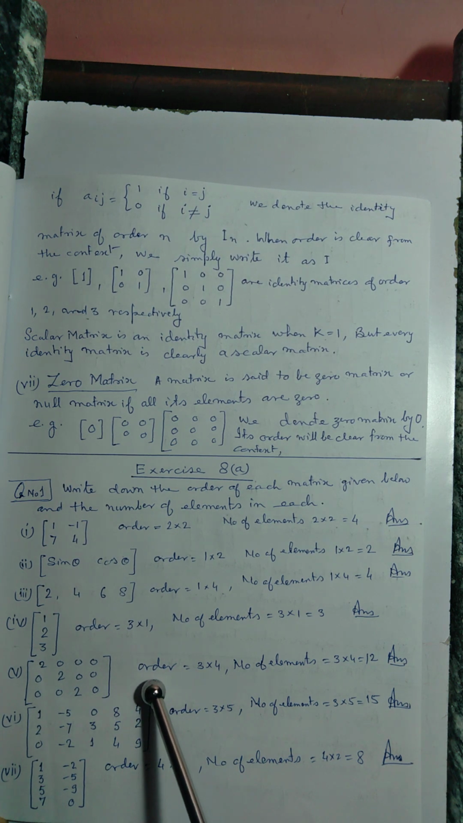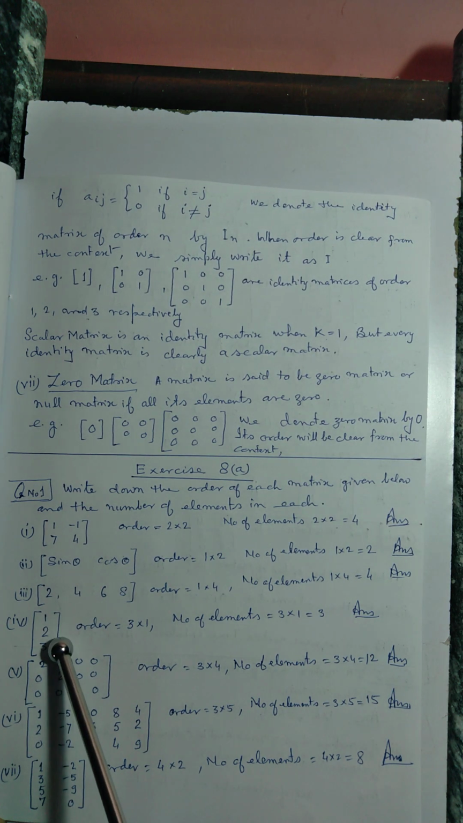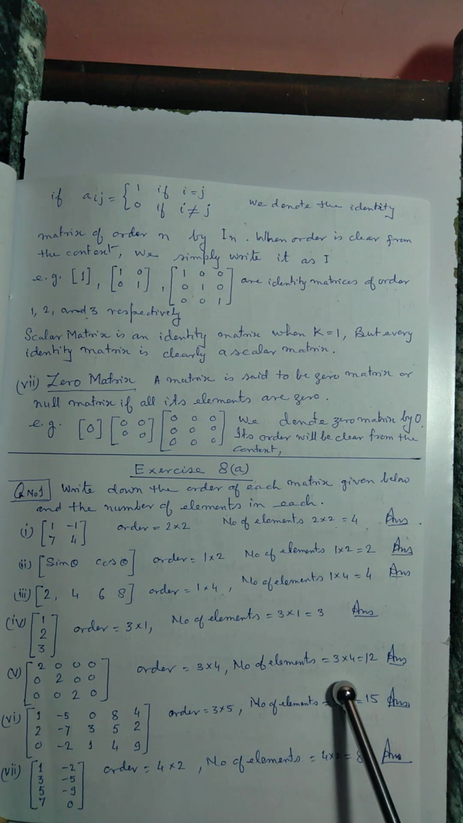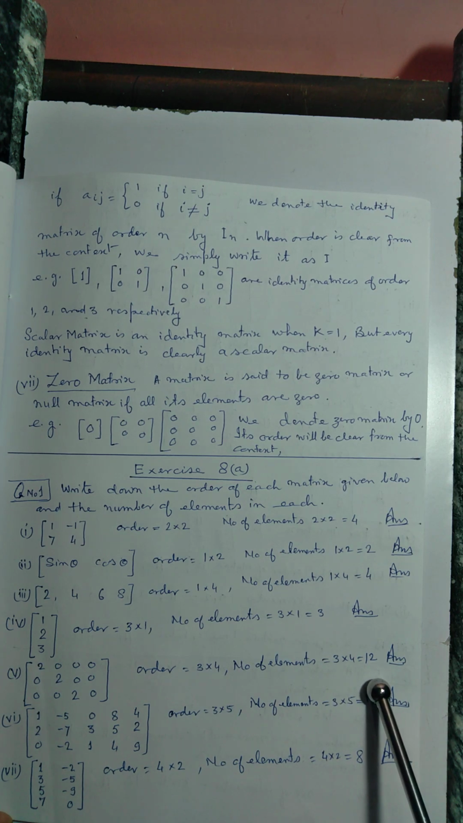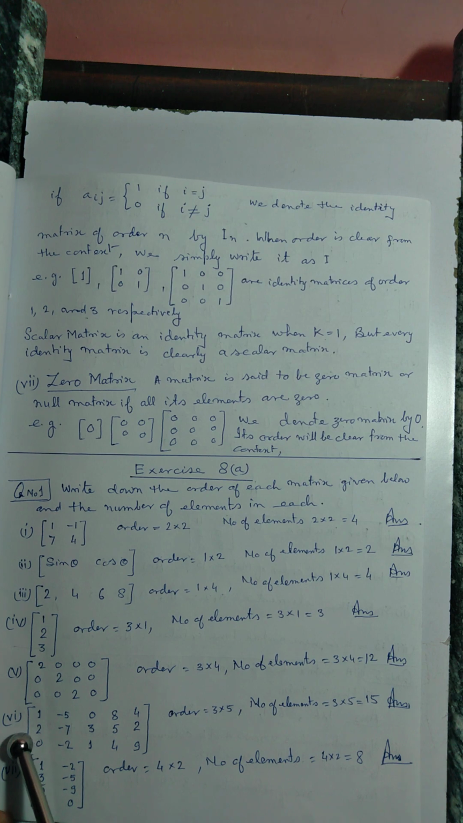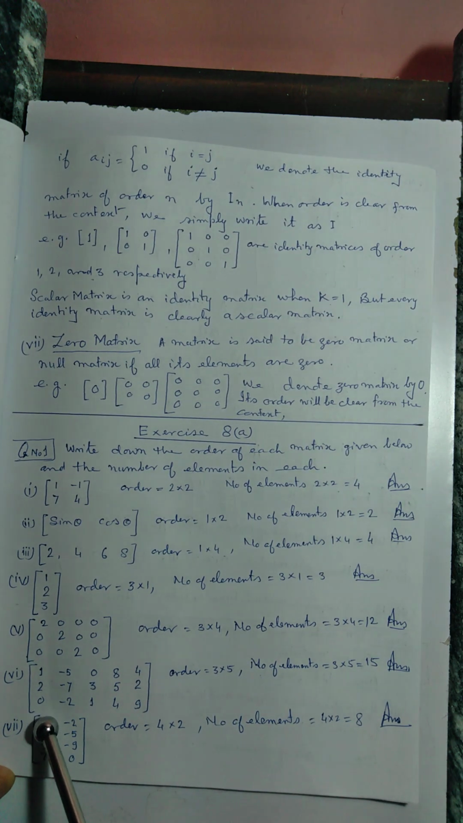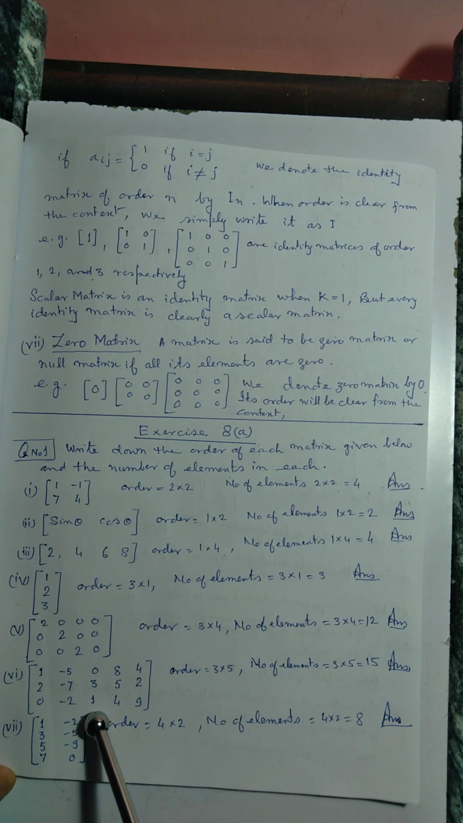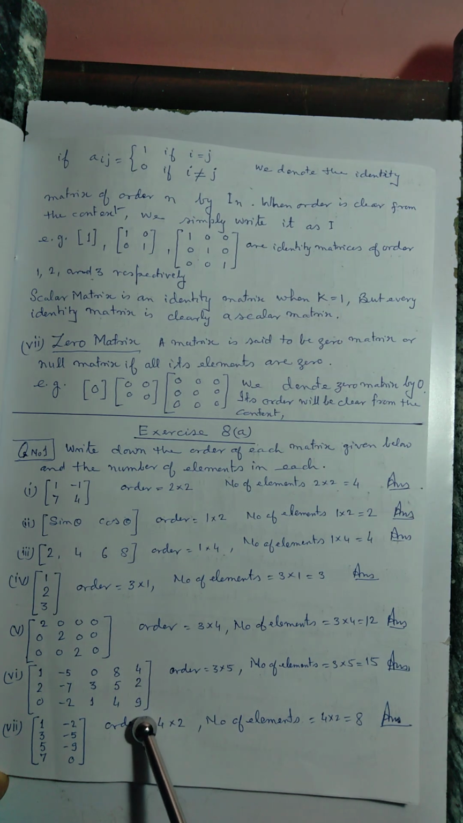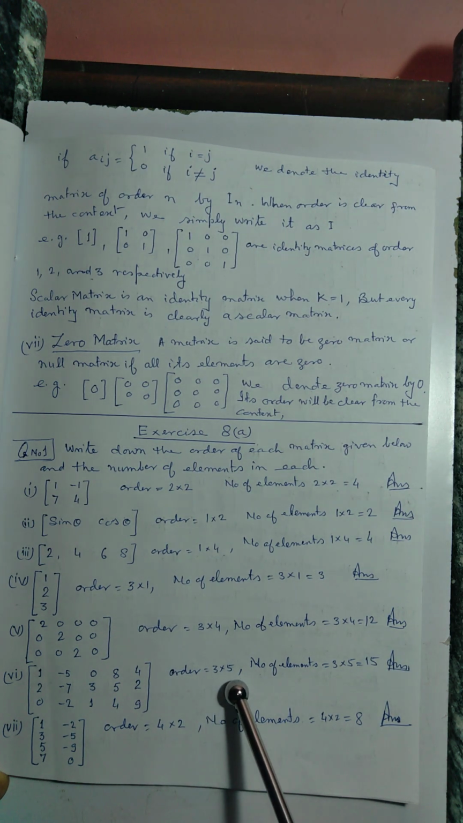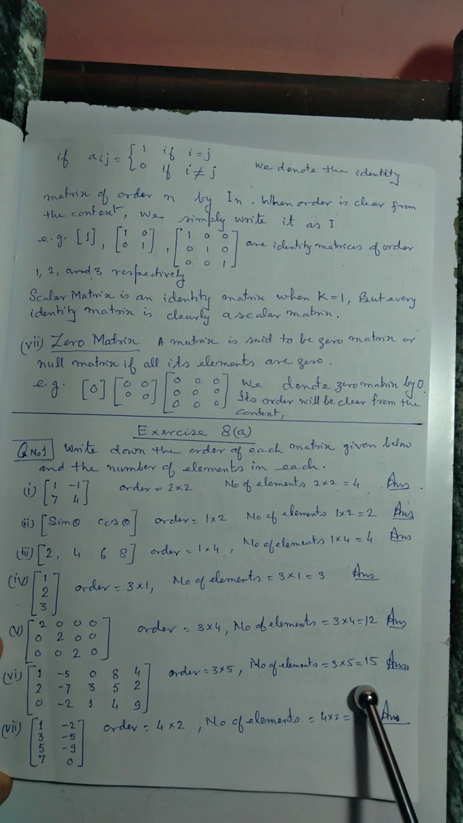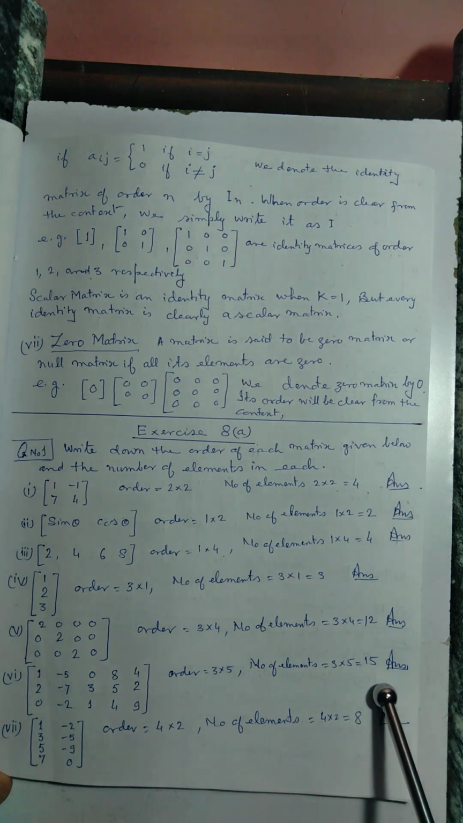Now fifth, you see the 2, 0, 0, 0, 0, 2, 0, 0, 0, 0, 2, 0. Its order is, you see the number of rows is 1, 2, 3. Columns are 1, 2, 3, 4. So the order is 3 into 4. Number of elements will be equal to 3 into 4, that is 12. Come to the sixth part. Here 1, 2, 0, minus 5, 7, minus 7, minus 2, 0, 3, 1, 8, 5, 4, 4, 2, 9. Now the order will be 3 into 5 because 3 rows are there, 5 columns are there. Number of elements will be 3 into 5, that is 15. Its answer will be 15.